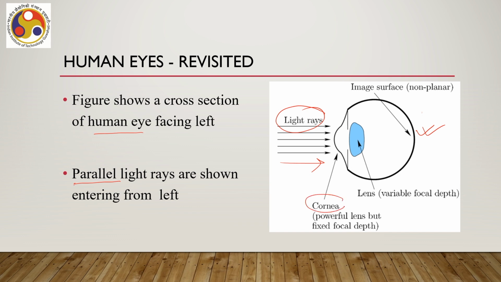Then we have the cornea, which in itself can be considered a powerful lens, but having a fixed focal depth. We have the human lens, the natural lens, with variable focal depth, and the retina, the image surface or the portion of the eye where the light rays fall and then get transmitted to the brain through optical nerves. This image surface is a non-planar surface, as you can see from the diagram.